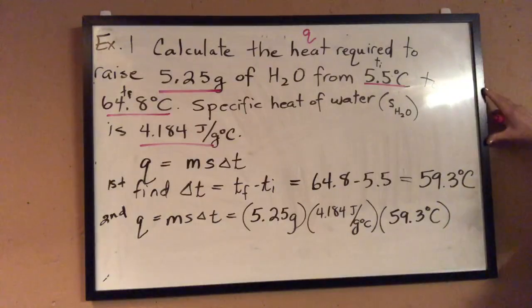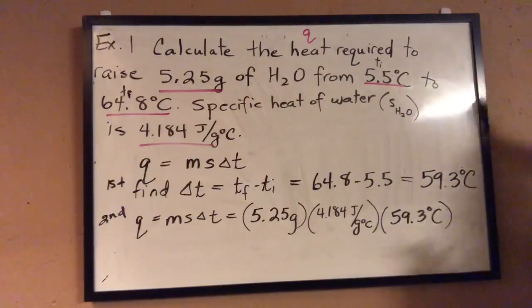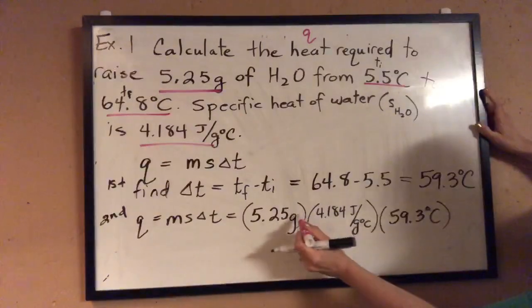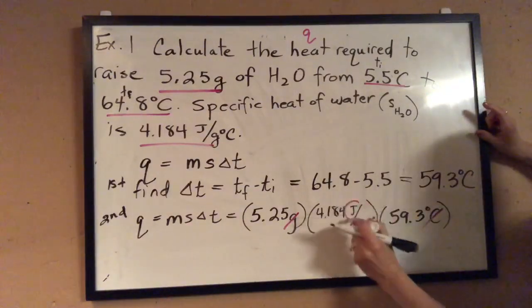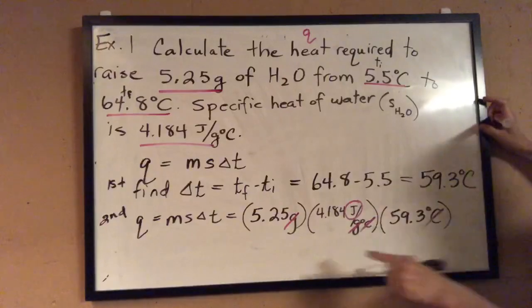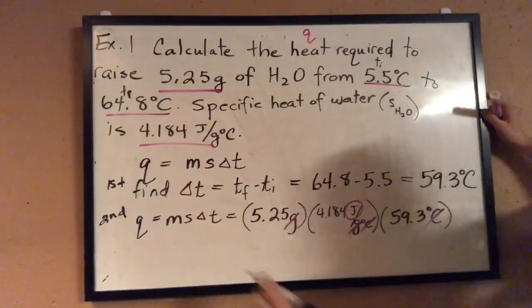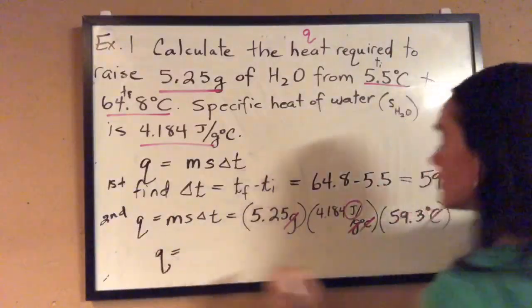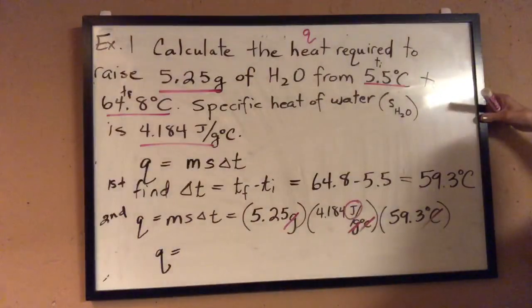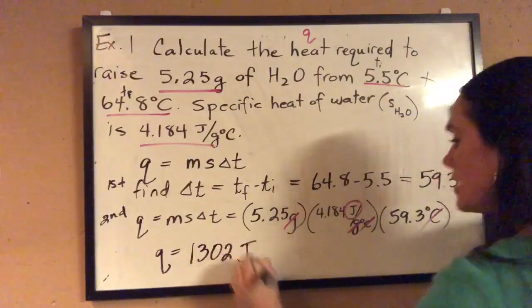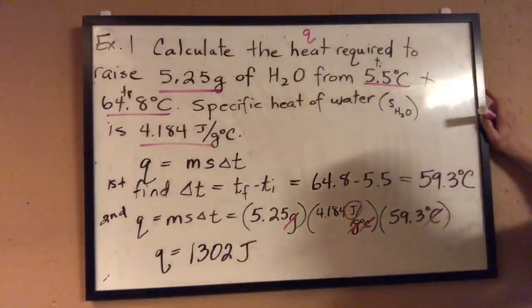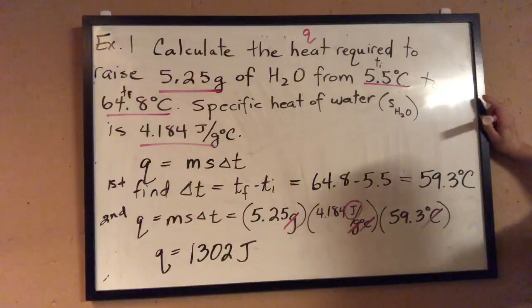Okay, now let's look at that and cancel out units that are the same. What units are the same? Grams and degrees Celsius. That leaves us with units of joules, which are representative of heat units. So if we multiply all of those amounts together, we get 1,302 joules of heat.